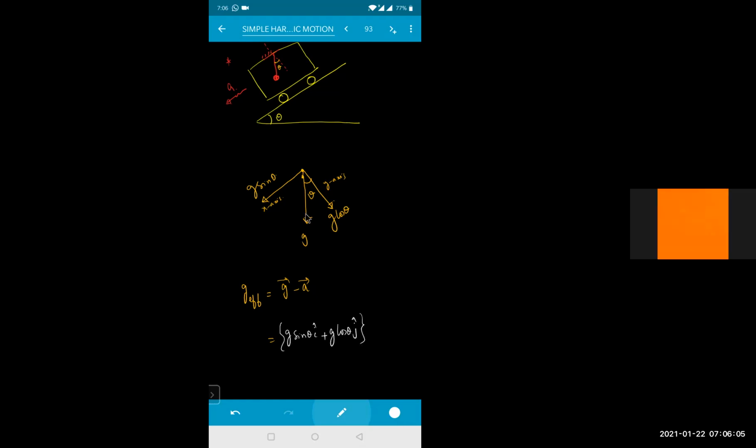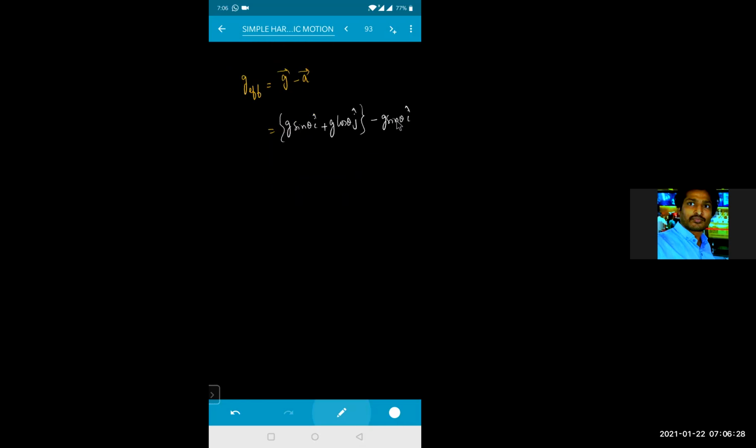Yes, sir. Net acceleration minus the acceleration of this block will be equal to how much? The acceleration of this body will be equal to g sin theta, so this is g sin theta into i cap. See, if I open this bracket, this will get cancelled, and this will become g cos theta j cap. So g effective is coming out as g cos theta.